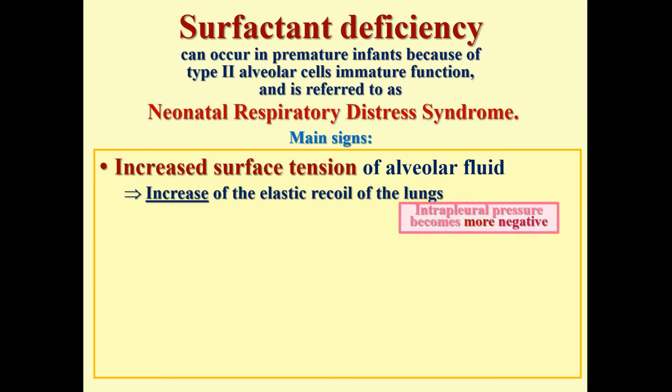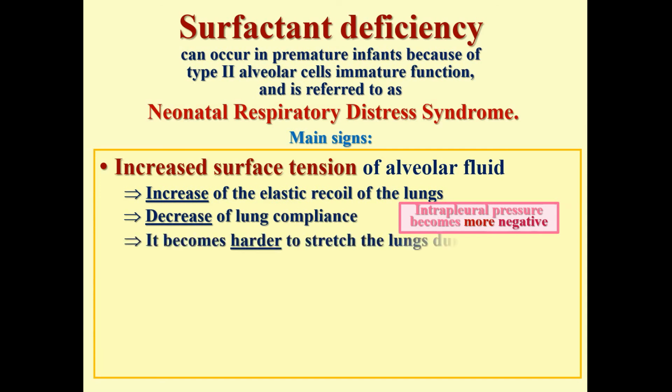And by the way, higher elastic recoil produces more negative pressure in the intrapleural space, because elastic recoil is the number one reason for negativity. So if elastic recoil is higher, pressure inside the lungs becomes more negative, because the lungs will pull the visceral pleura stronger from the parietal one. So elastic recoil produces more negative pressure in the intrapleural space. Lung compliance is therefore decreased, and it becomes harder to stretch the lungs during inspiration.